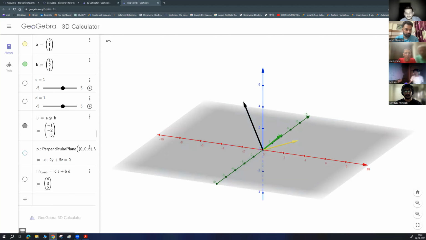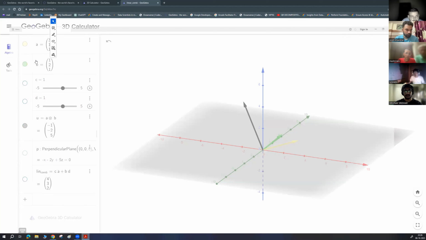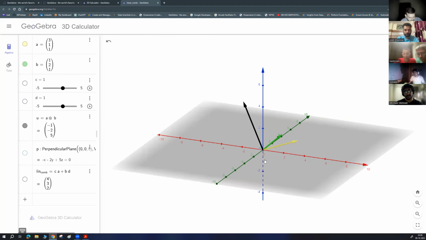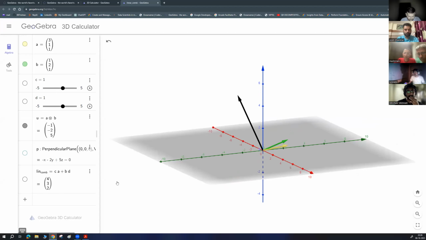So the question was, how does this represent a point? So this is a green one. I'll rotate. A is the yellow one, green one is the B, and we have a solution, the linear combination of both. Draw a plane also, no?